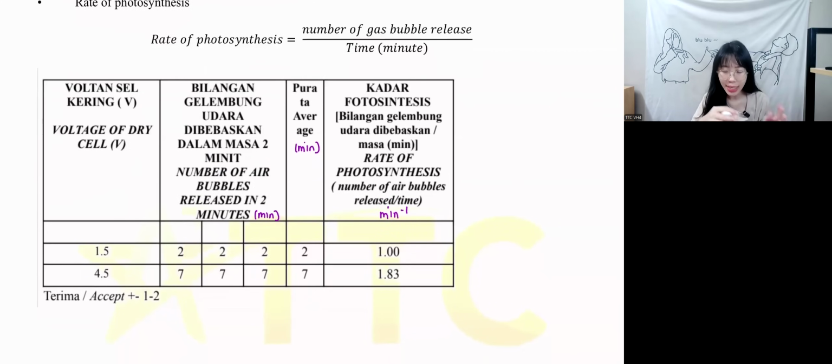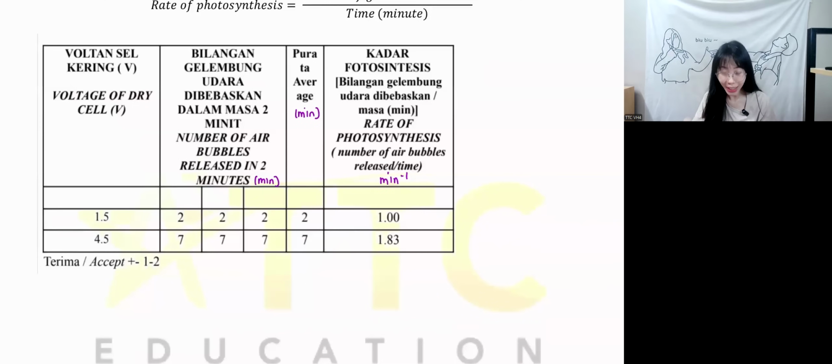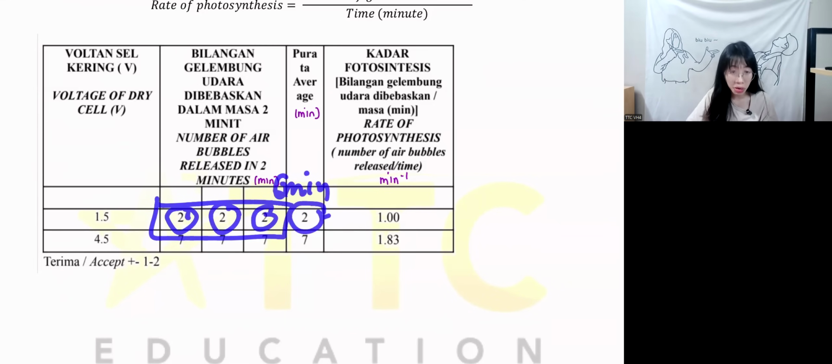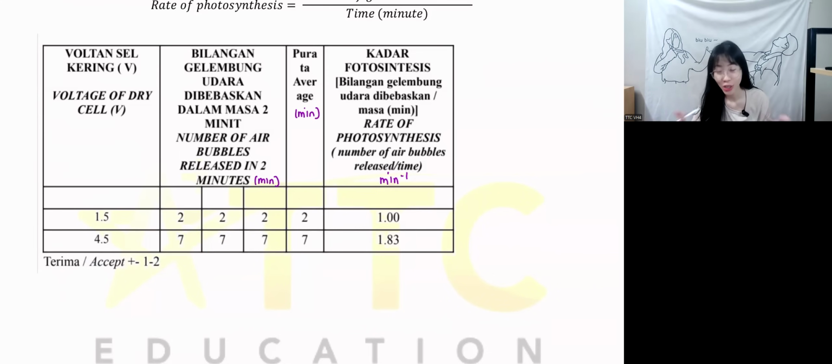Your answer, if it's not the same as your teacher's, is okay, because there's a plus or minus. Maybe plus 1, 2, or maybe 2, 3. It's not always the same answer that you will get. Just now we said 6 minutes, and at every 2 minutes they release 2 bubbles. Within 6 minutes, they have 2 bubbles being released each time. Then at 6 minutes, we change the voltage to 4.5, and they release 7, 7, 7. If you are doing the experiment and you don't know the answer, just fake your answer. You have no choice.